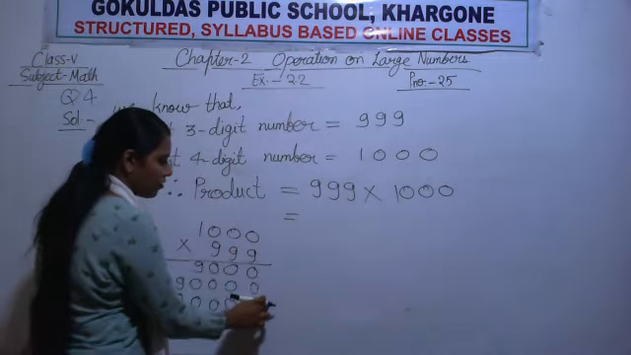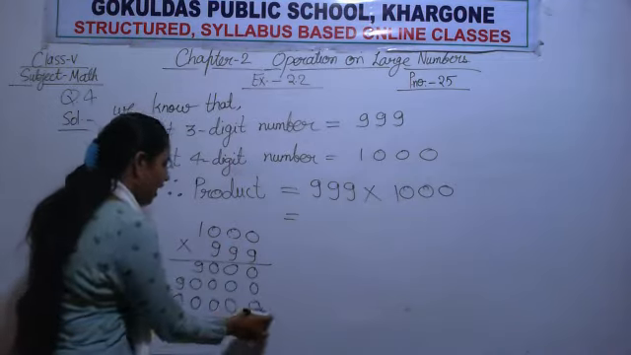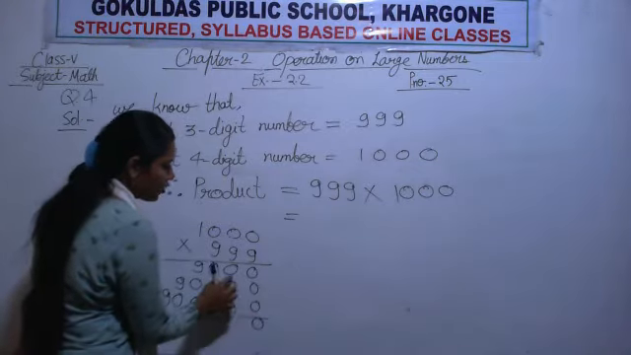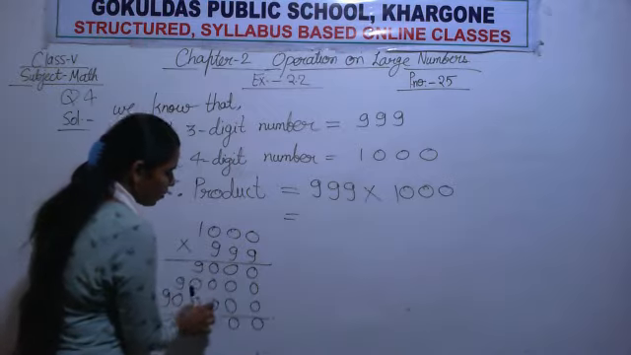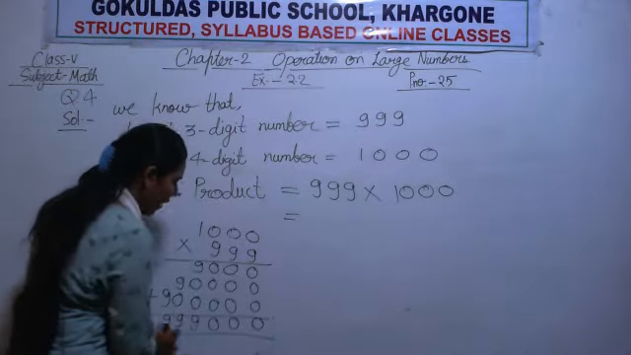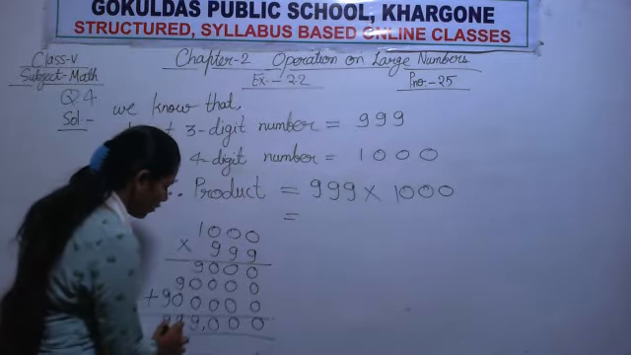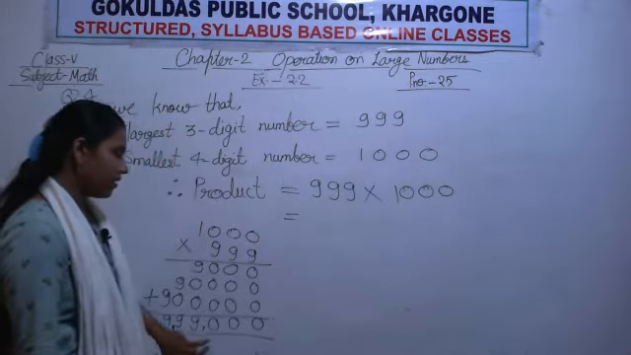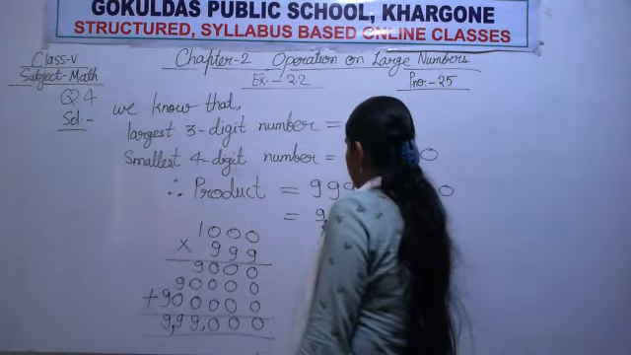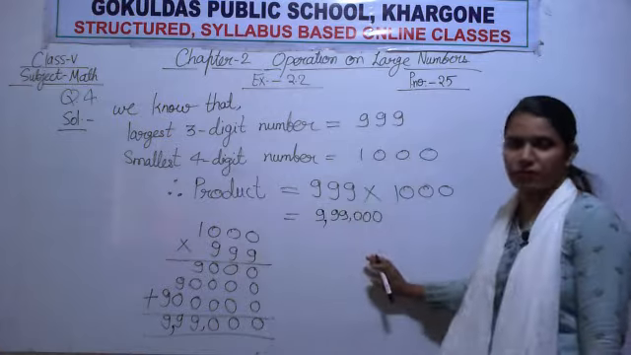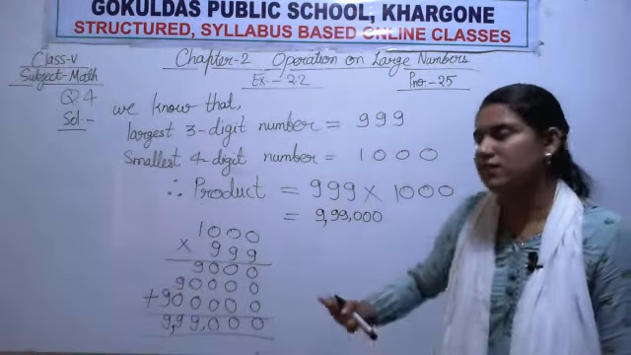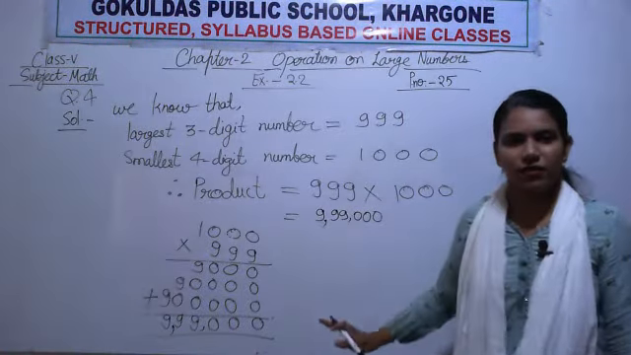Now we got 3 partial products. We will add these 3 partial products. Now add the ones column: 0 plus 0 plus 0 is 0, 0 plus 0 plus 0 is 0, 0 plus 0 plus 0 is 0, 9 plus 0 is 9, and 9. So your final answer, putting the commas according to the Indian system, is 9,99,000. So the product of the largest 3-digit number and the smallest 4-digit number is 9,99,000.